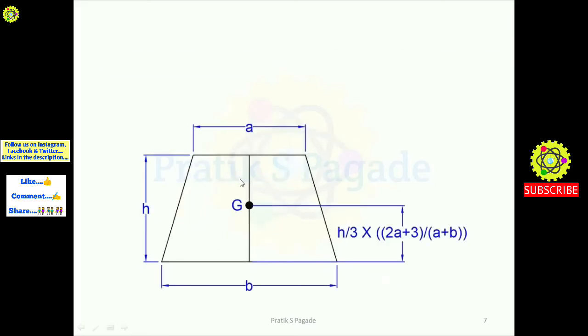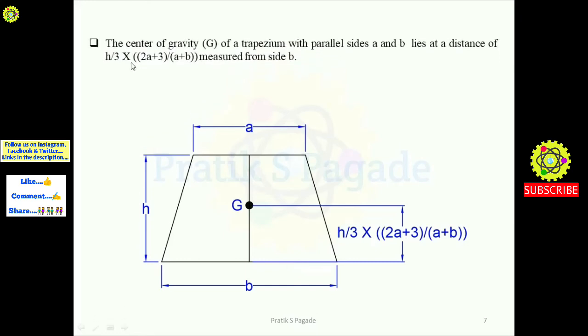Further here, this is the trapezium. This is side A of the trapezium, this is side B of the trapezium, and this is the height of the trapezium. For the trapezium, the center of gravity lies here, as you can see. This center of gravity lies at a distance of h by 3 into bracket 2a plus b upon a plus b, bracket closed, from the base. The center of gravity of a trapezium with parallel sides A and B lies at a distance of h by 3 into bracket 2a plus b upon a plus b, bracket closed, measured from the side B. As you can see here, this is side B.